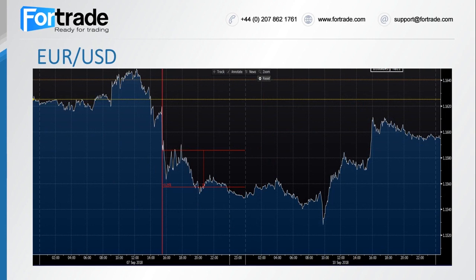As far as the euro-dollar is concerned, by close of business on September the 7th, the currency pair was down 0.25%. There was a reversal as the euro climbed, supported by economic data, but by the end of the trading day, the pair closed down. The thing to remember is that the dollar is often volatile on the day of the NFP, but that the NFP can also represent a good trading opportunity.